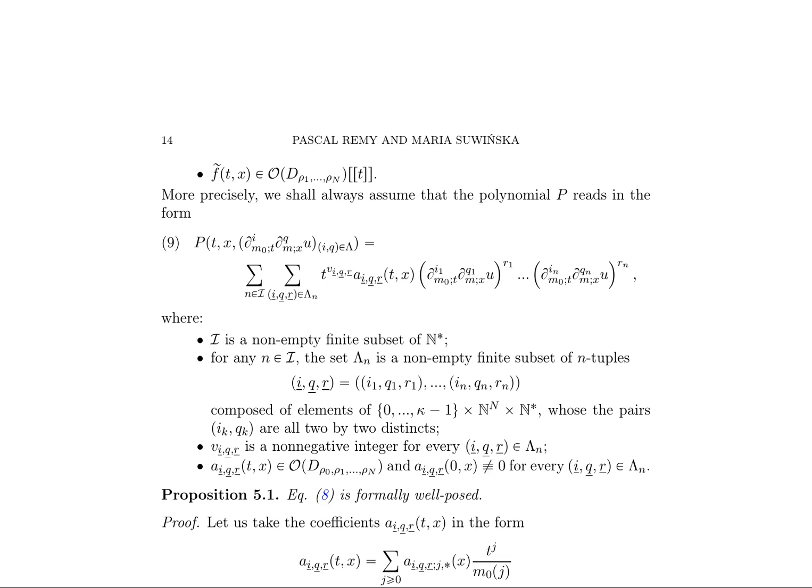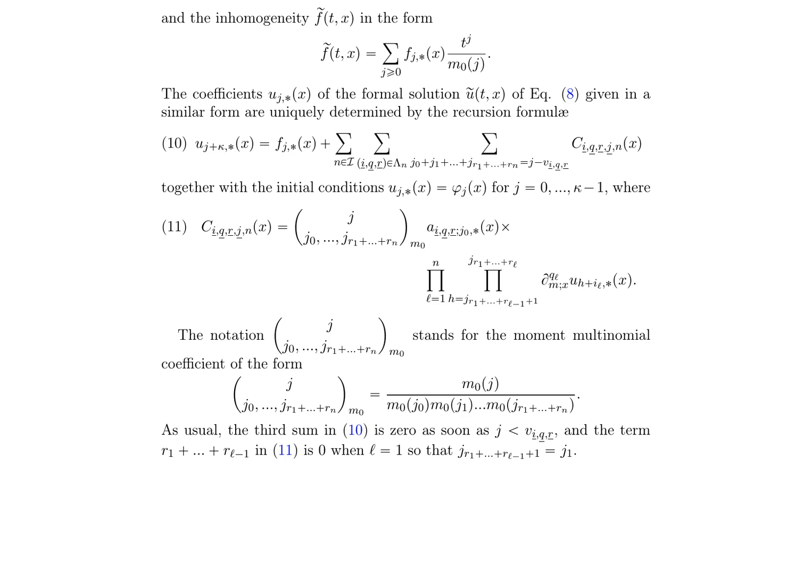formula. The paper also provides a detailed explanation of the notation and the conditions under which the third sum in the recursion formula is 0. Additionally, it clarifies that the term in equation 11 is 0 when a specific condition is met. The overall goal is to establish the formal well-posedness of the inhomogeneous nonlinear moment PDEs, which is crucial for understanding their behavior and potential applications in various fields of mathematics and physics.